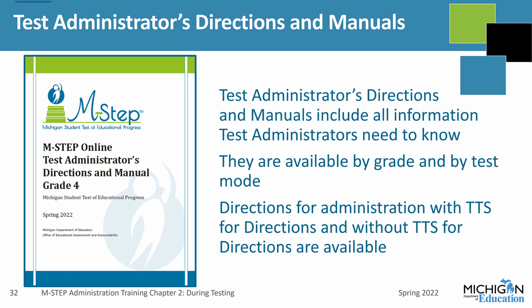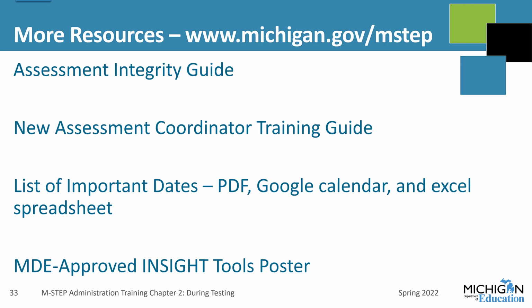Test administrators' directions and manual documents are included in initial material orders according to pre-ID counts. If additional documents are needed, they can be printed from the MSTEP webpage at www.michigan.gov/MSTEP. Remember to visit the MSTEP webpage at www.michigan.gov/MSTEP for more resources. I'm just highlighting a few of the most important things that are out there for you now.